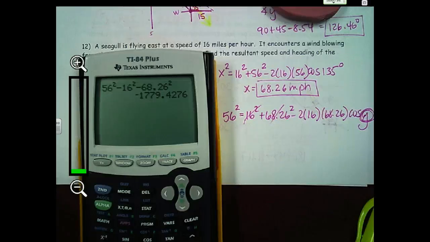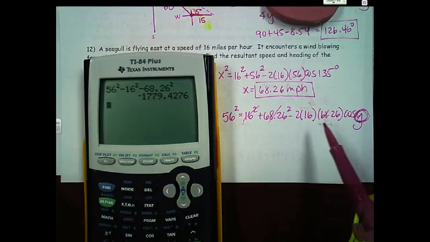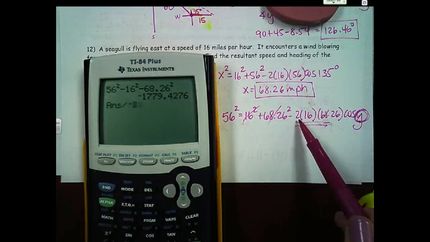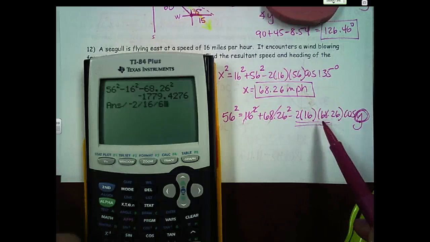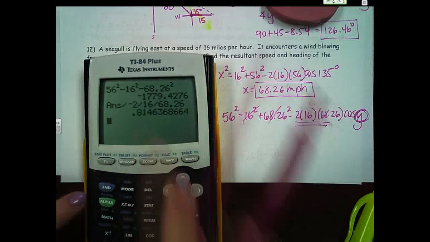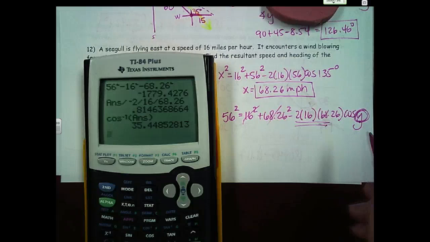Right, my goal is to get this y right here all by itself. So now I've got to get rid of these. So we're going to divide by the -2, divide by the 16, and divide by the 68.26, and hit enter again. Now to get your answer, you take the inverse cosine of that 0.8. So inverse cosine of your answer, and y is 35.44. If you got 34, 35, that's close.